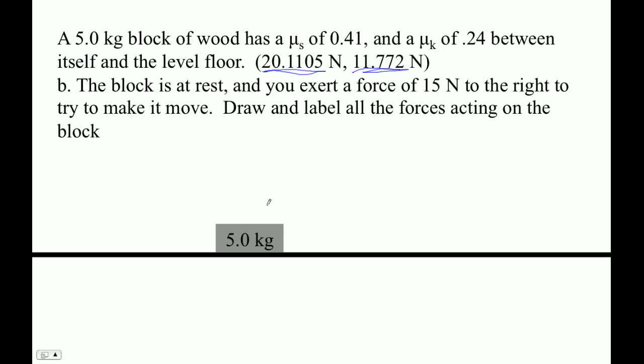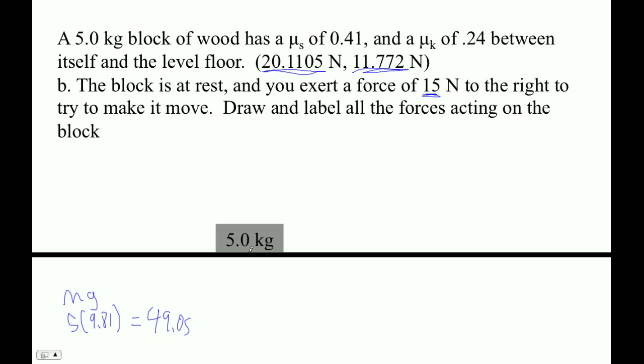Well, let's just see, okay? First off, 15 newtons, if it's sitting still, is not enough to make it move. So this block is going to be at rest. All the forces in all the directions are going to add up to 0. So first off, let's figure out the force of gravity. Force of gravity is m times g, right? So 5 times 9.81 is 49.05.